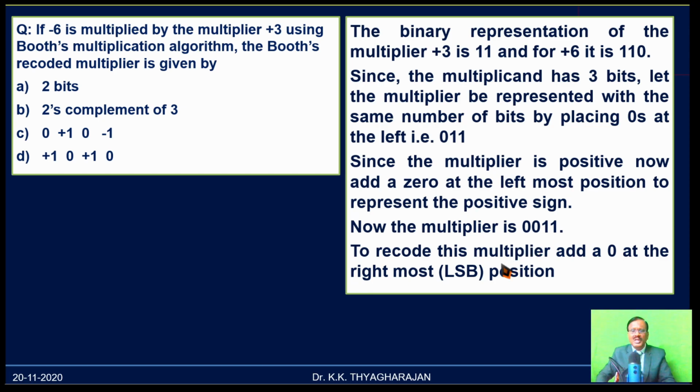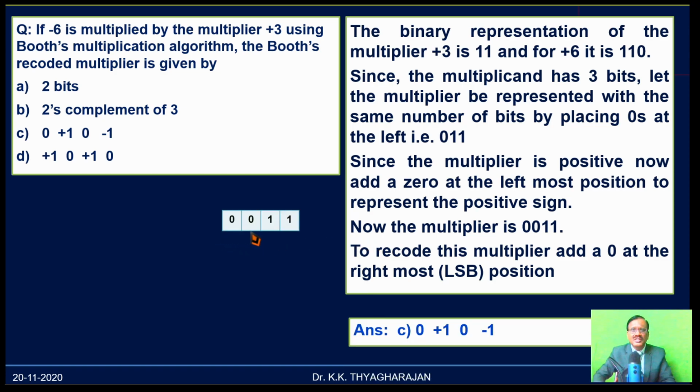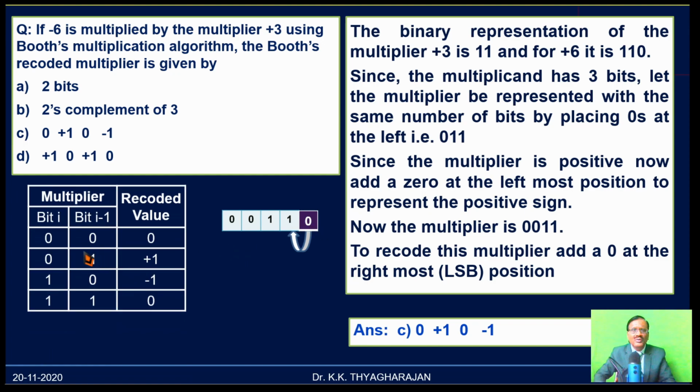Now for recoding this multiplier, you have to add a 0 at the rightmost position. Then only you will be able to compare this 1 with that 0 and you will be able to recode 1. So how to recode this 0, 0, 1, 1? You add a 0 at the rightmost position for making it ready to recode. Now you combine these two. For this you should remember that table. If you are not remembering, I will show it. So 1, 0 means it will be recoded as -1.